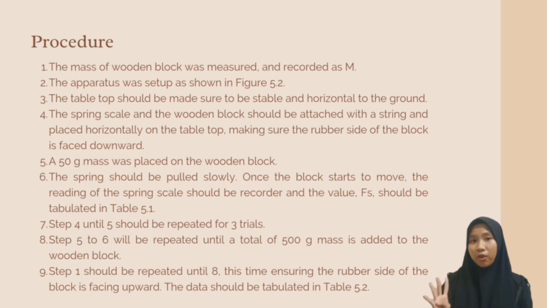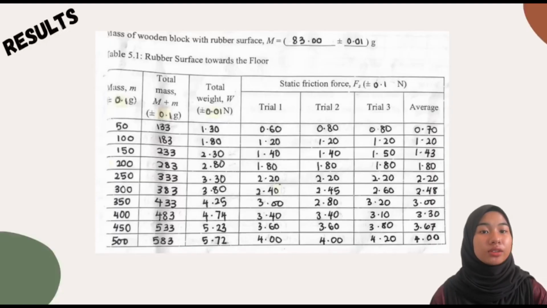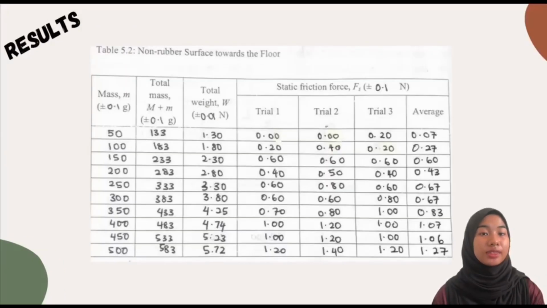Seventh, steps 4 to 5 should be repeated for 3 trials. Eighth, steps 5 to 6 should be repeated until a total of 500 gram mass is added to the wooden block. And the last one, ninth, steps 1 to 8 should be repeated, this time ensuring the rubber side of the block is facing upward. The data should be tabulated in table 5.2. These are the results of table 5.1 for rubber surface towards the floor, and these are the results of table 5.2 for non-rubber surface towards the floor.